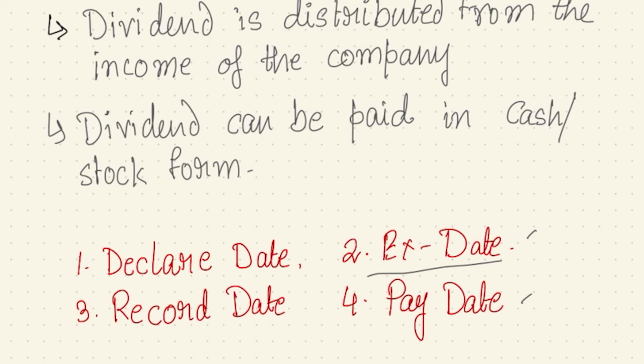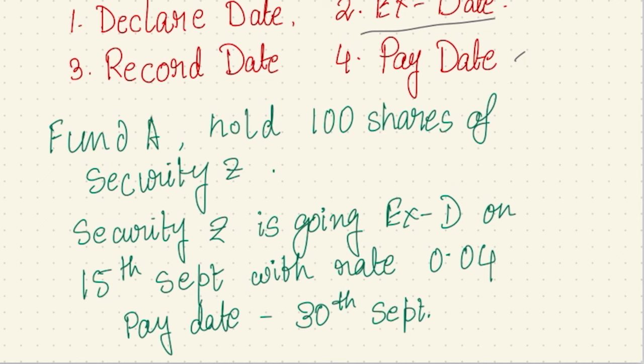Let me give you an example so that you can understand. Let's assume a fund holds 100 shares of security Z. Let's say your valuation day is 15th of September, and on 15th of September, security Z is going XD. The rate for the dividend is 0.04, and the pay date is 30th of September.